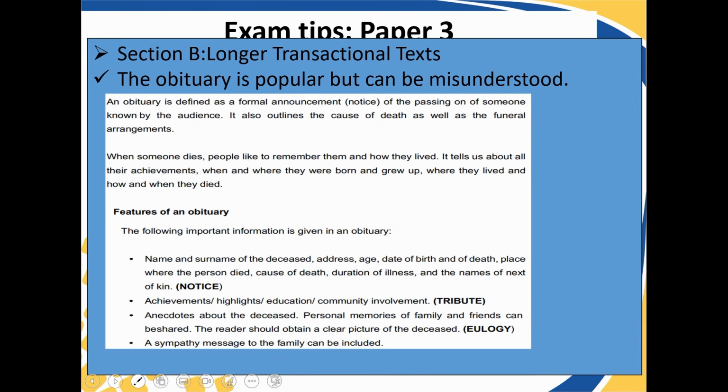It gives us the following information: the name of the deceased, the address, their age, their date of birth, their date of death, the place where they died, how they died, the duration of the illness, and the names of their next of kin. That part is called the notice. Then there's the second part, which we refer to as the tribute in an obituary. A tribute is what we will remember this person by? Their achievements, their highlights, their education, their community involvement. What is it that they did that we will remember them by?